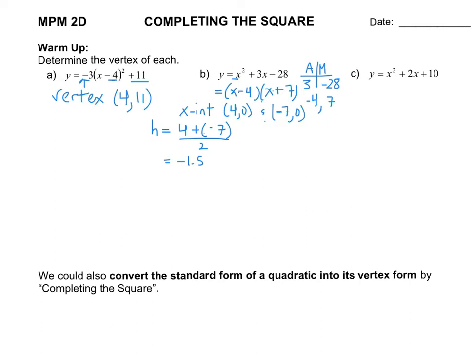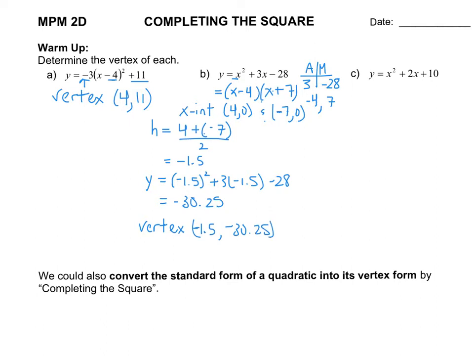negative 3 halves. Then to get the y-coordinate of the vertex, or the k, we're going to take that value of h and sub it into the equation. So you can either put it into the original standard form, or you could sub it into your factored form. Either case, you should get the same answer. And when you sub that in and calculate it, you're going to get a value of negative 30.25. All right, so that tells us then that the vertex is at negative 1.5, comma, negative 30.25.